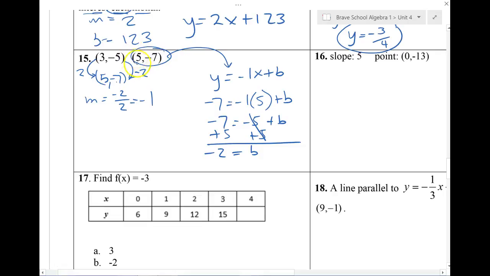So again, you have to pick a point. I picked this point, 5 and -7. I plugged in -7 for the y, 5 for the x, and solved. -1 times 5 is -5. Bring everything down. Then it's -5, so I add 5 to both sides. Then -7 plus 5 is -2, which equals our b. So then our equation is -1x, that's our slope, and then minus 2, our b. But I can simplify that, so -x minus 2.